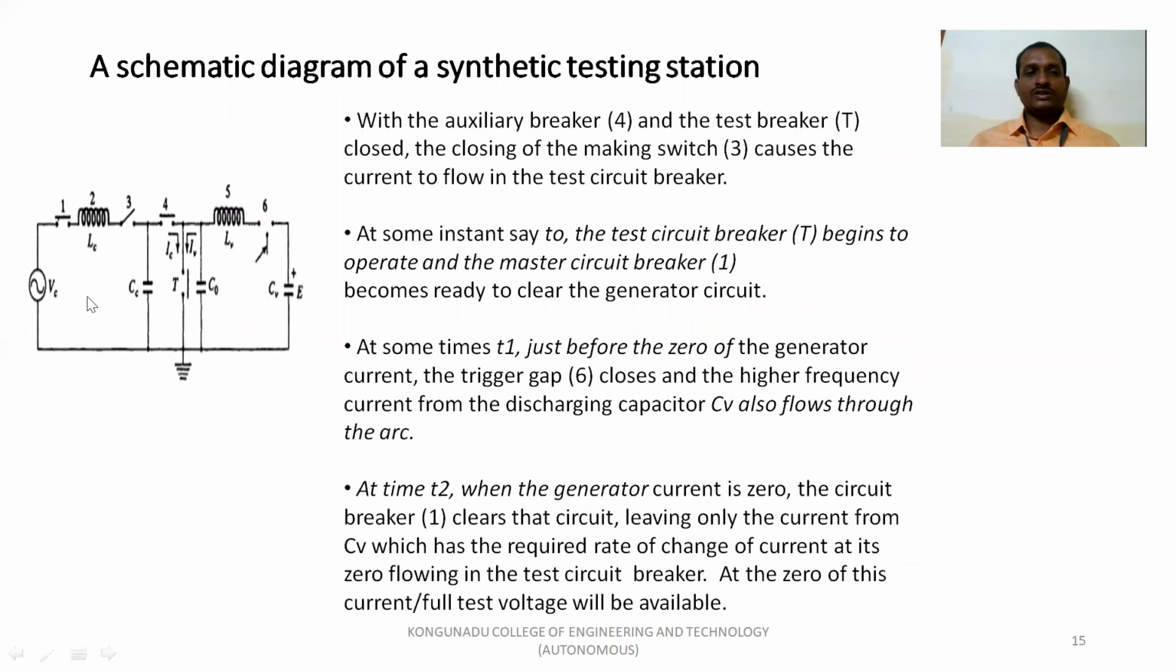Here the auxiliary switch is closed, and the making switch provides the current supply to the test circuit breaker at the initial condition, before the current zero. Then the trigger gap will be closed. Capacitor CV supplies the current to the test equipment, and finally capacitor CV alone supplies the short circuit current. So this is the combination of both the sources.